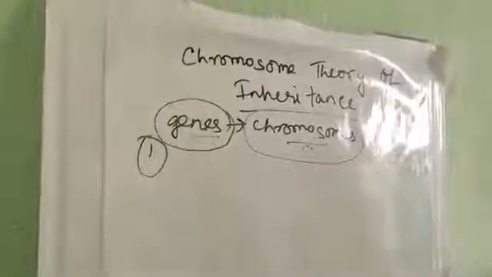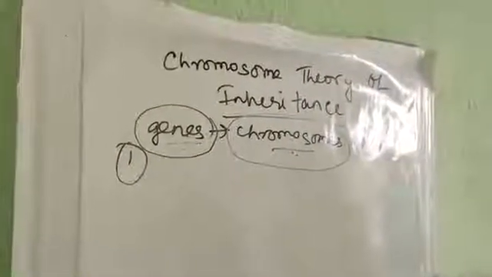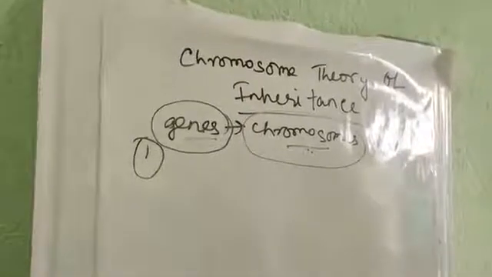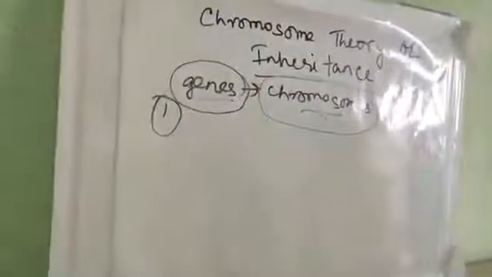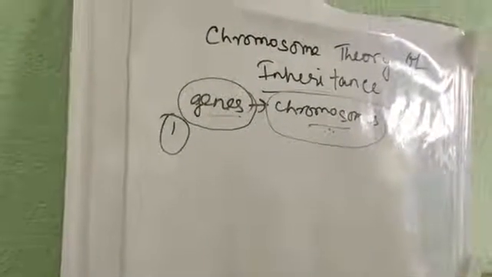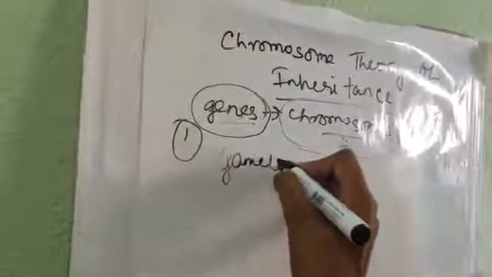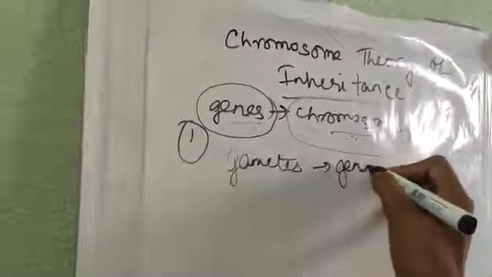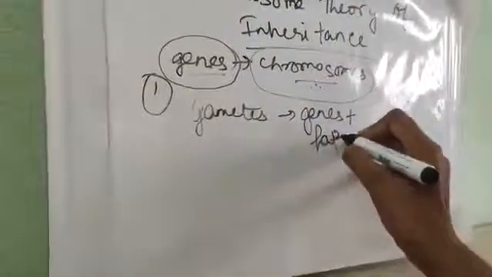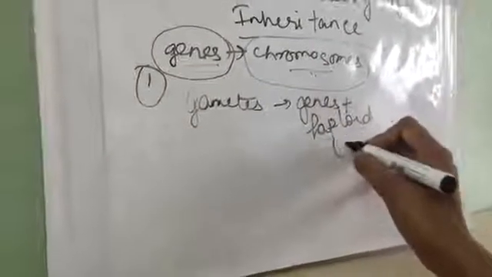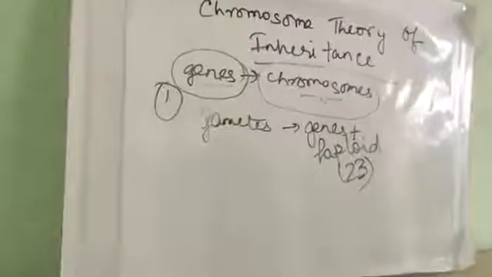Number 2, the haploid gametes contain the genes, and also these gametes contain haploid complement of homologous pair of chromosome. See what these gametes are containing. The gametes are containing genes, as well as they contain haploid set of chromosome. Haploid set of chromosome, that means 23 chromosome. Understood? Not 46 but 23.